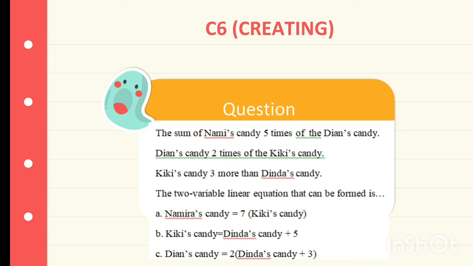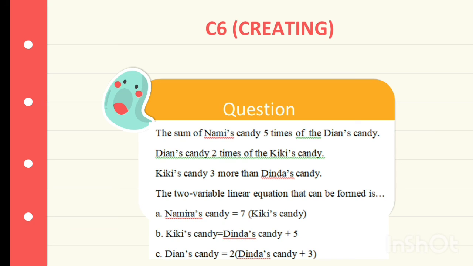Then the last one is C6, creating. The example is: the sum of Nami's candy is 5 times Dian's candy. Dian's candy is 2 times Kiki's candy. Kiki's candy is 3 more than Dinda's candy. The two variable linear equation that can be formed is. The reason why it is C6 is because the instruction of this question is creating. In this problem, students create the two variable linear equation from the given statement.